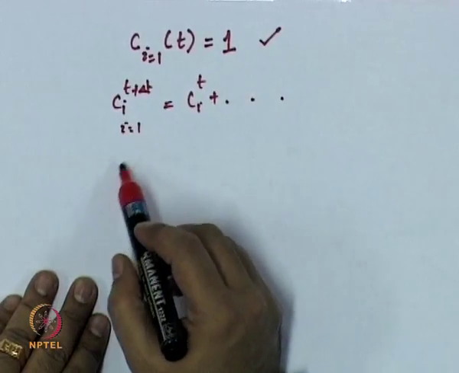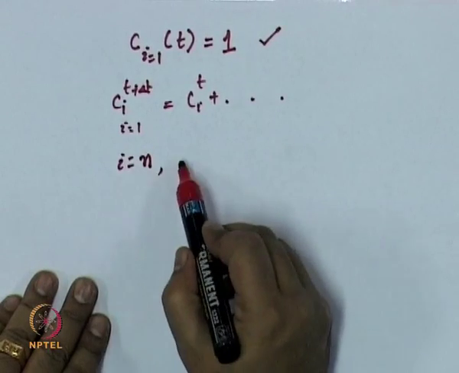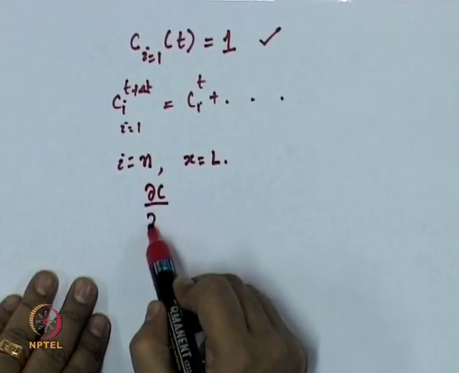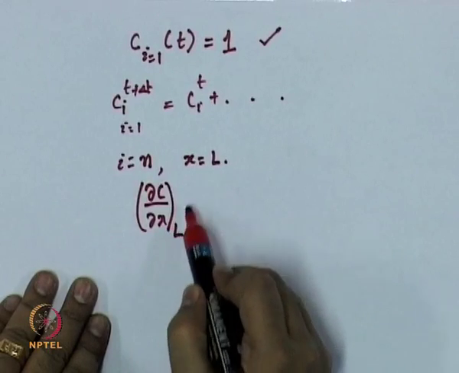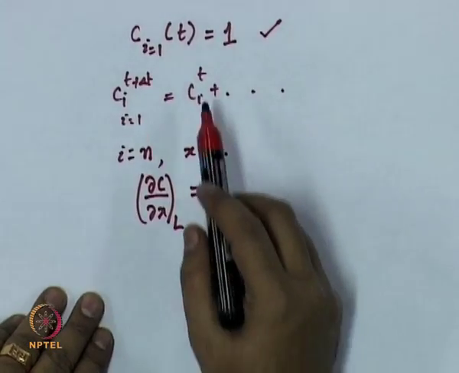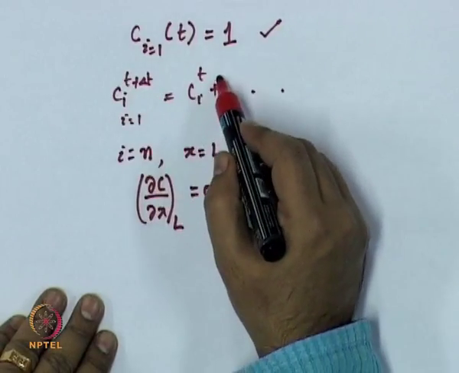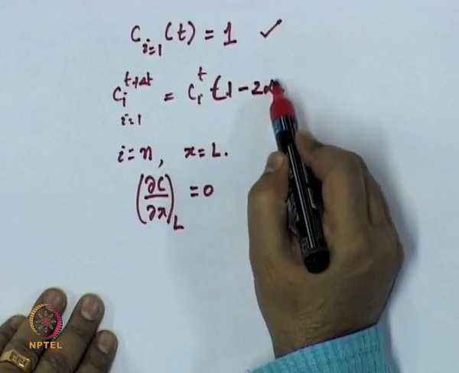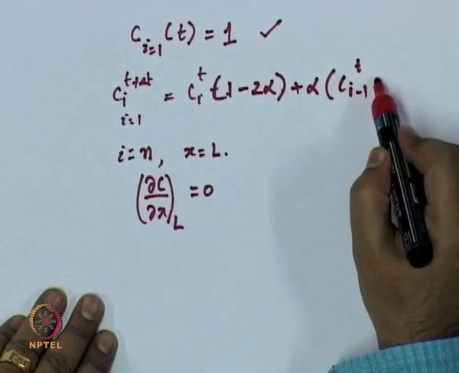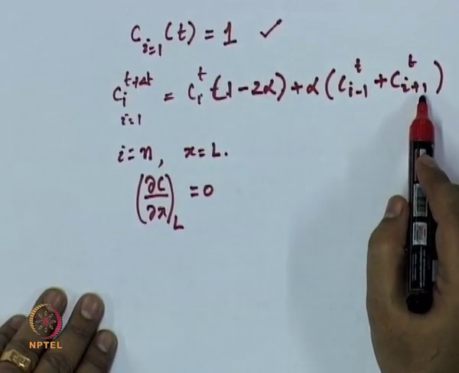Now, when i is equal to n, that is the point where x equal to L, we are assuming that ∂C/∂x at L equal to 0. Okay. Now, what does that imply in our case is what we want to know, because C i, t plus delta t is C i, t into 1 minus 2 alpha plus alpha times C i minus 1, t plus C i plus 1, t, right. This is the expression that we have.